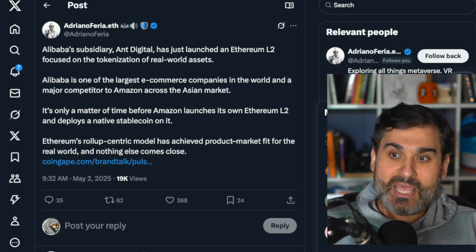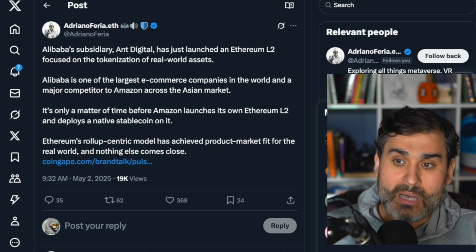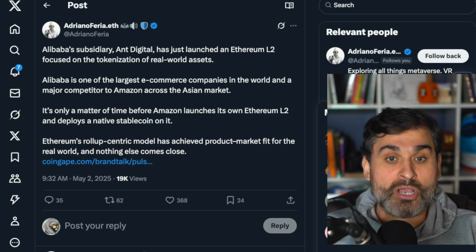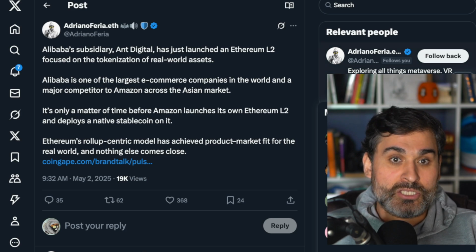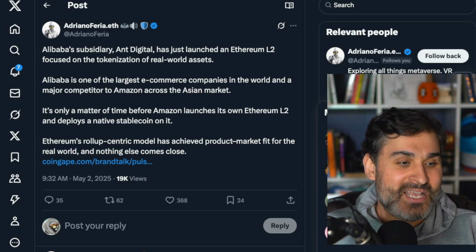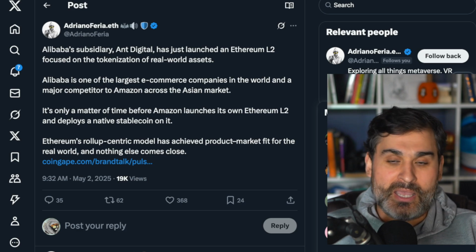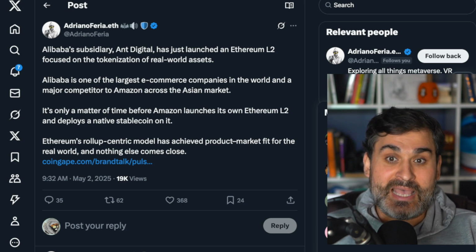Okay, I really like this take from Adriano, and he's talking about Alibaba's subsidiary company launching an Ethereum L2. So he says Alibaba's subsidiary Ant Digital has just launched an Ethereum L2, focused on the tokenization of real-world assets. Now, this is a sentence that I think you're going to be hearing many times in the year or many years ahead.